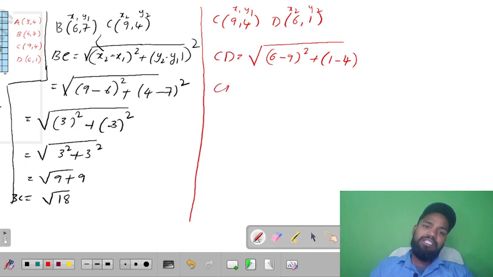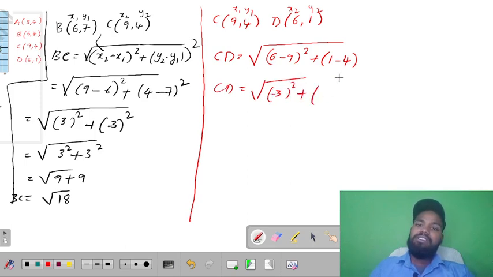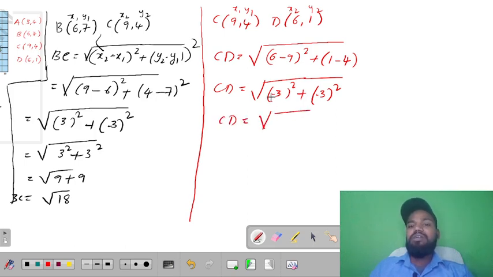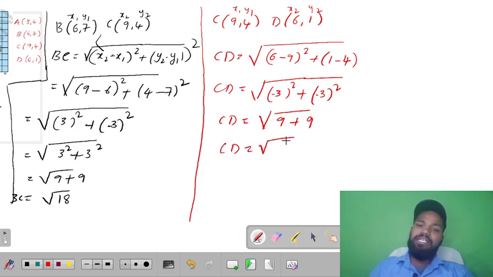That is CD equals under root 6 minus 9, which is minus 3, plus 1 minus 4, which is also minus 3. Next, CD equals under root 3 square is 9 plus 3 square is 9. CD equals root 18. So the CD value also we got.